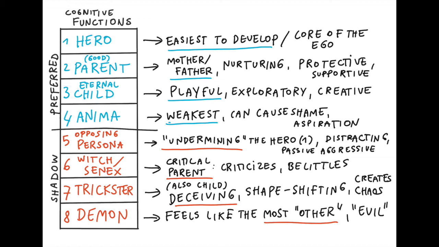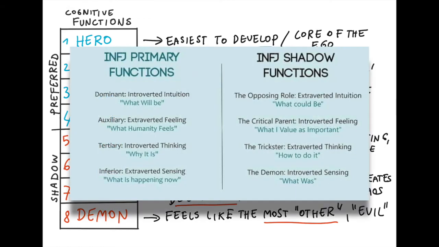Now, this alone is a subject that is complex enough for a separate video. In one of the next videos, I will probably follow up with a specific example. I will probably take the INFJ type to explain their preferred and shadow functions. Okay, now on to the shadow functions.